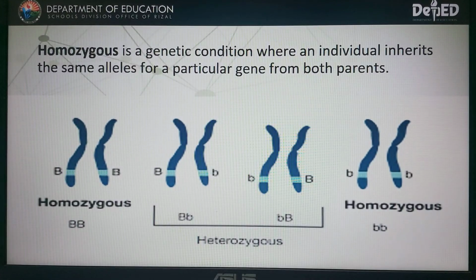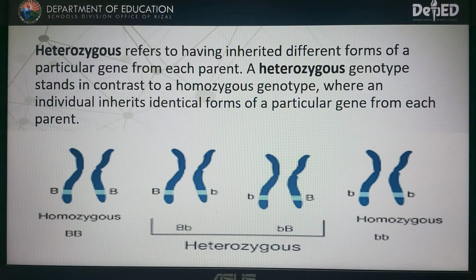Next, let's proceed to homozygous. It is a genetic condition where an individual inherits the same alleles for a particular gene from both parents. For example, sa homozygous, pag ikaw ay nakamana ng dalawang both same characteristics sa magulang mo, sa nanay at tatay mo, for example, in terms of hair color, black, capital BB, ikaw ay tinatawag na homozygous black hair.